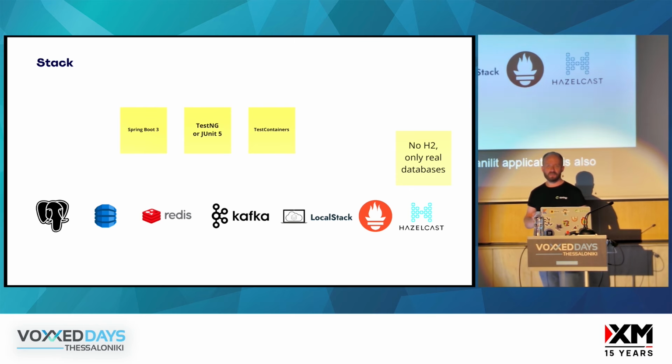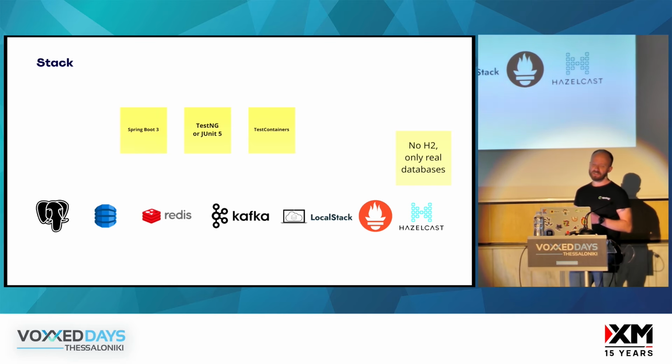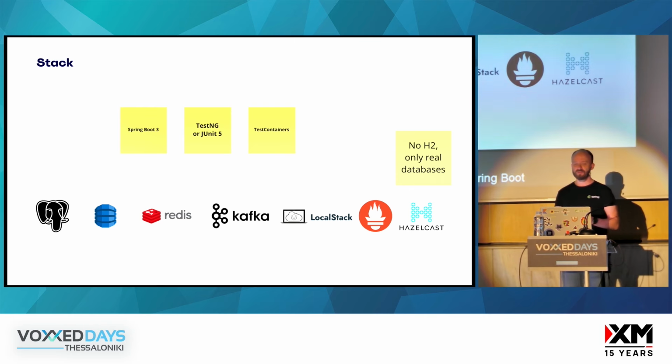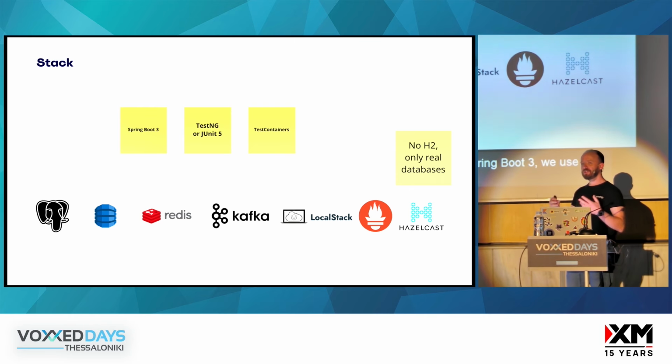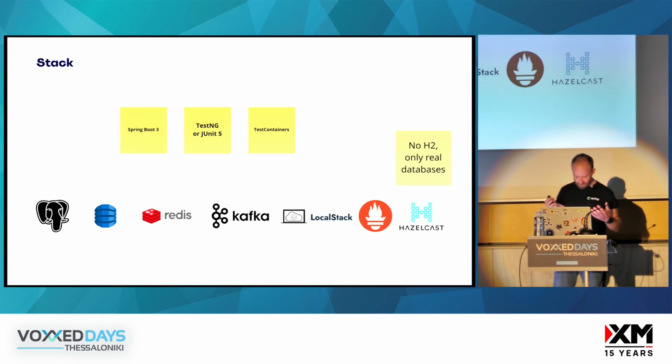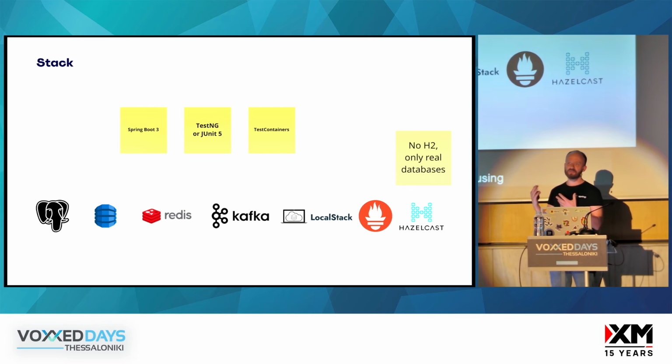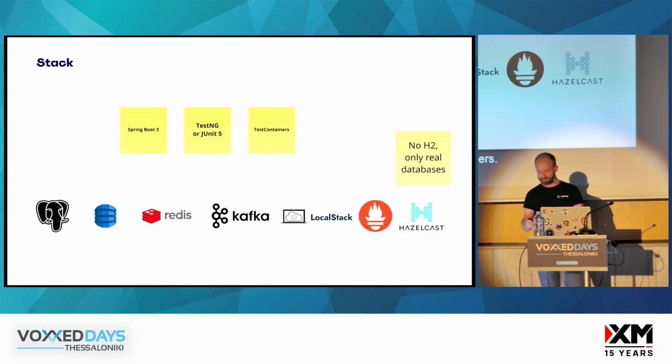Our Spring stack, our technical stack, is quite classic. We use Spring Boot 3, we use TestNG and JUnit 5 for testing, and we use Testcontainers a lot. What I mean is that we are not using mocks or databases like H2. Instead, we prefer real databases as containers for relational databases, cloud components, message queues, and other systems.